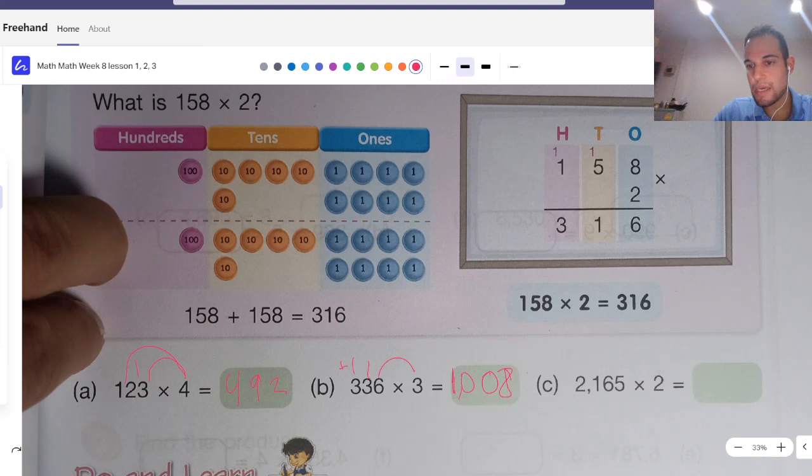Next is C. 2 times 5 is 10, carry the 1. 2 times 6 is 12, plus 1 is 13. Then of course we carry the 1. 2 times 1 is 2, plus 1 is 3. And 2 times 2 is 4. So we have 4,330.